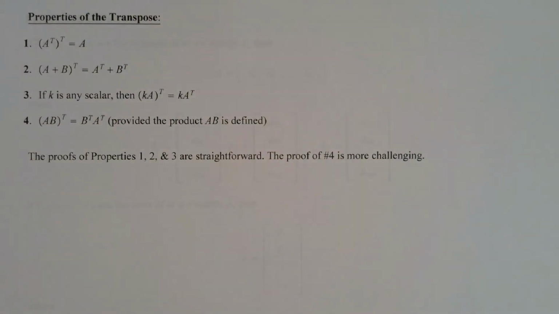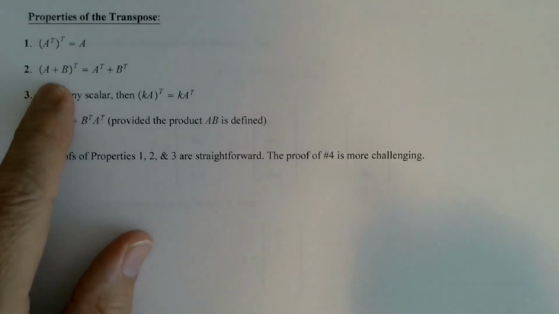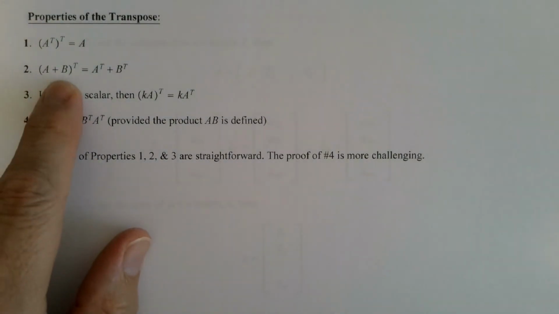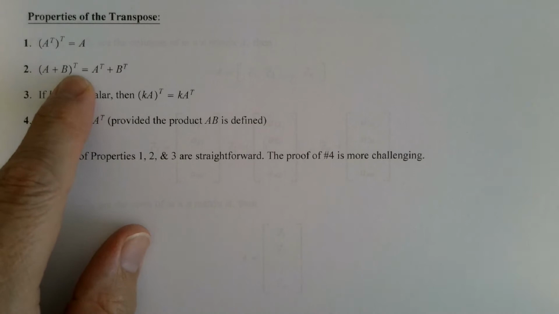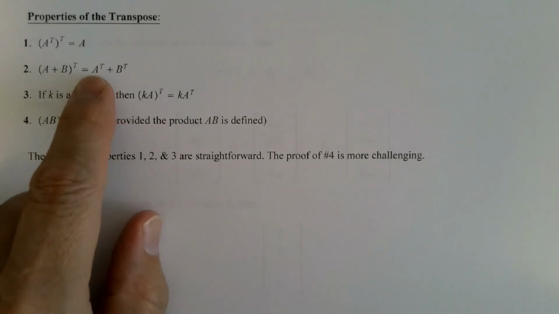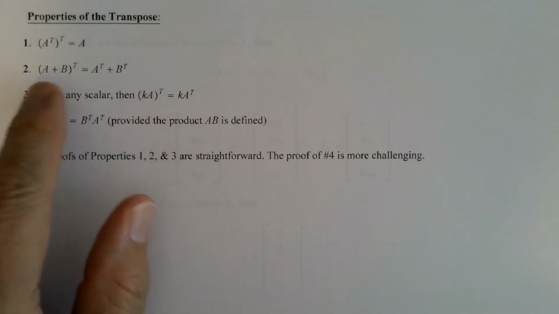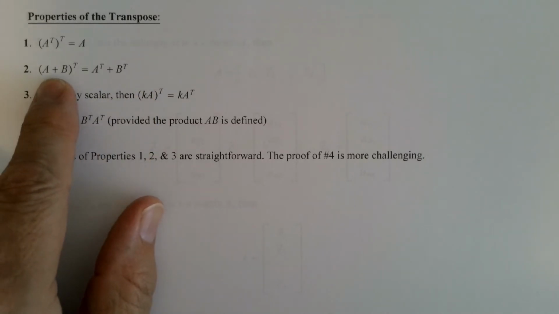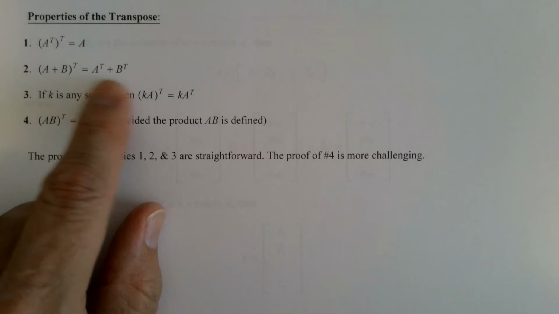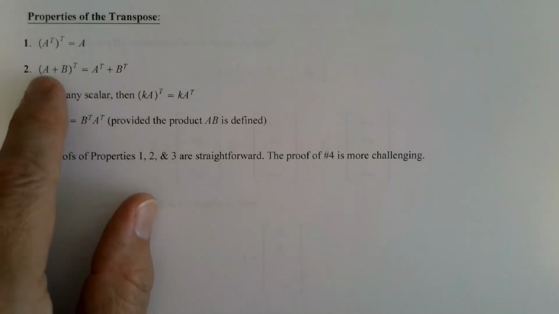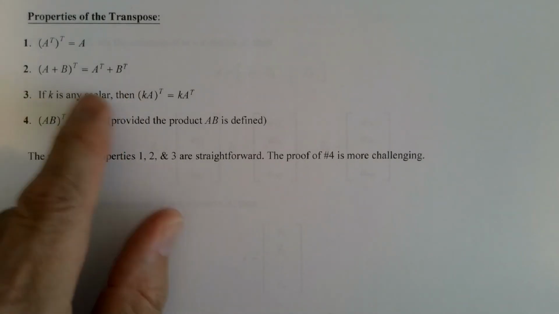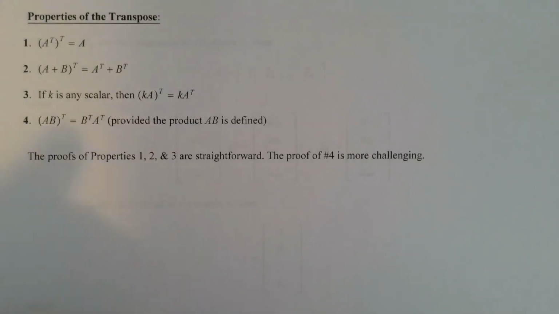So that makes sense. The second one says add two matrices together, so obviously they have to be the same size, and then take the transpose. And that's the same thing as if you just take the individual transposes of those matrices and add them together. That should make sense, right? So if I add A and B together and get the resultant matrix, and then I take the transpose, that'll be the same thing as if I took the transpose first and then added, right? Because the transpose just swaps rows and columns. Adding just adds the corresponding entries together.